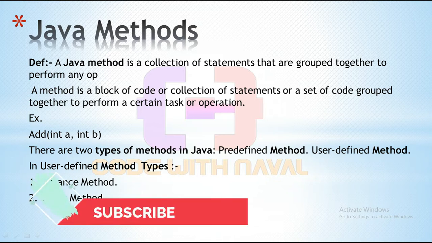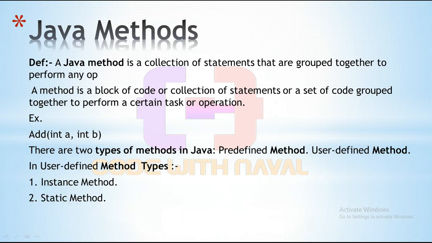In part 11 we saw what is a variable and how we can use a variable. In this video we will discuss Java methods. Let's first understand the definition. A Java method is a collection of statements that are grouped together to perform an operation.